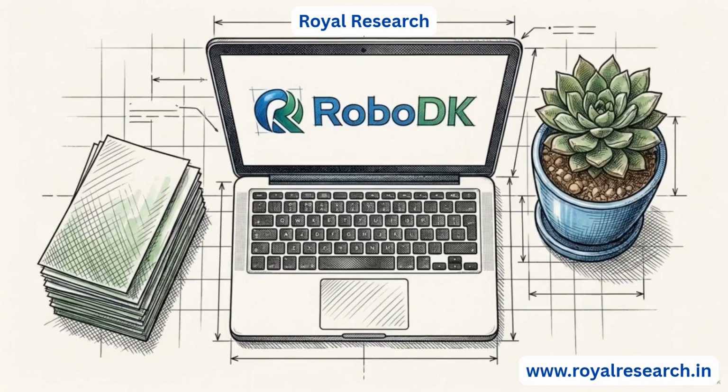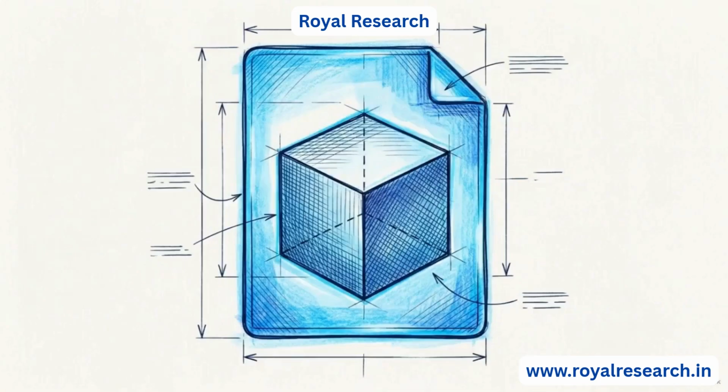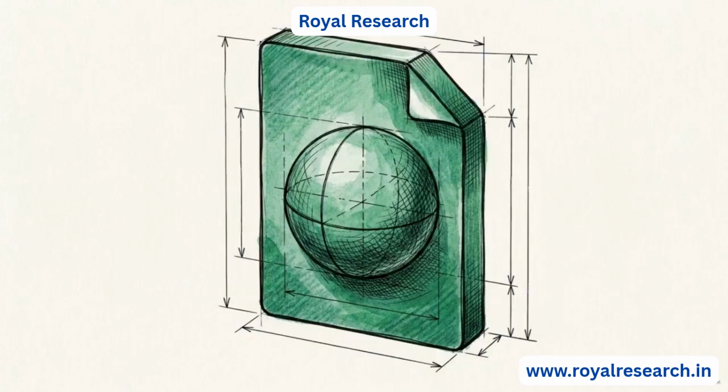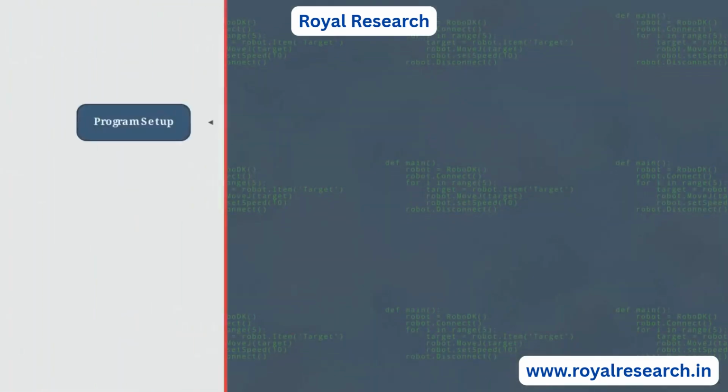To follow along, you only need the RoboDK software and a single 3D CAD file of your workspace, such as a step file, an IGES file, or an STL file. Even if you have never programmed a robot, you can complete this. You do not need any prior coding knowledge or access to a physical robot to get results.